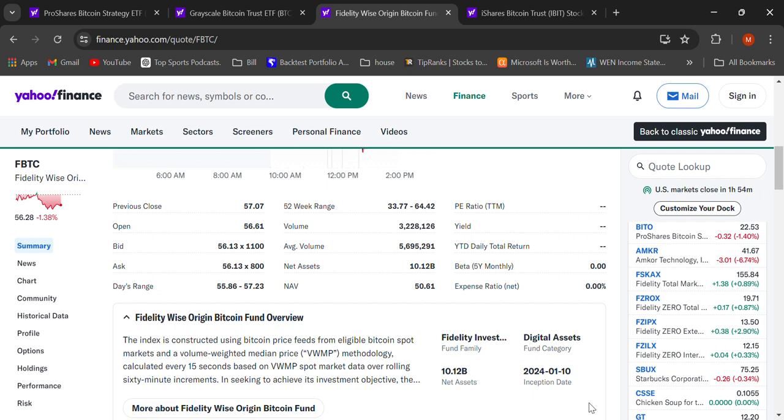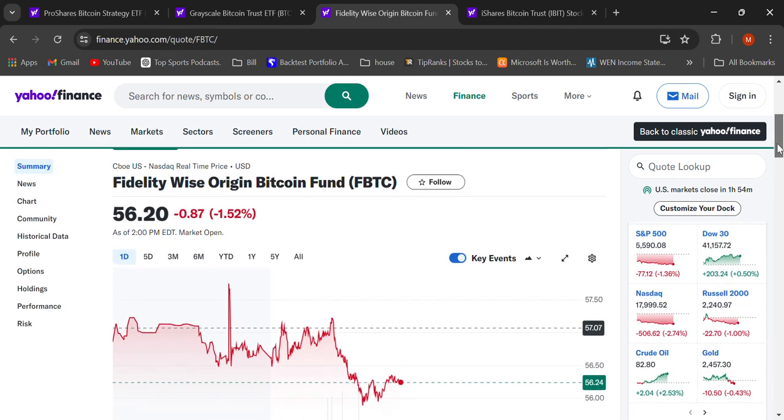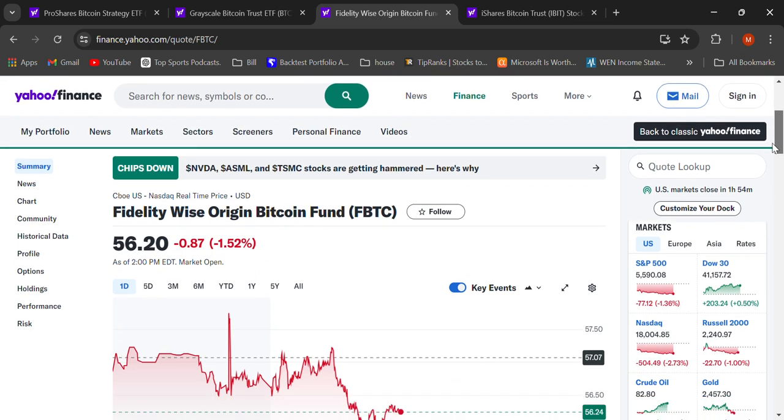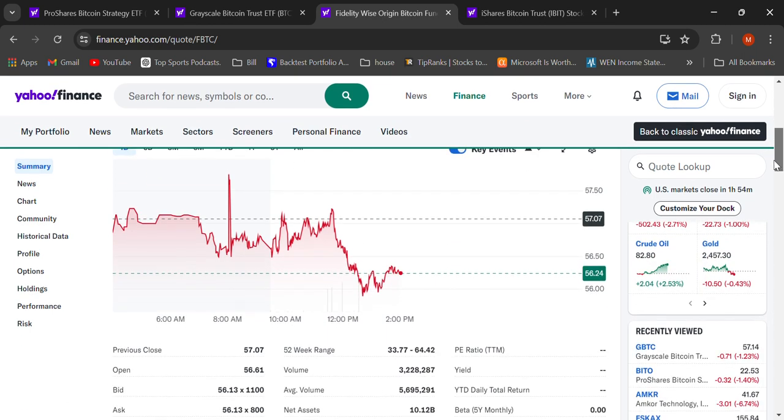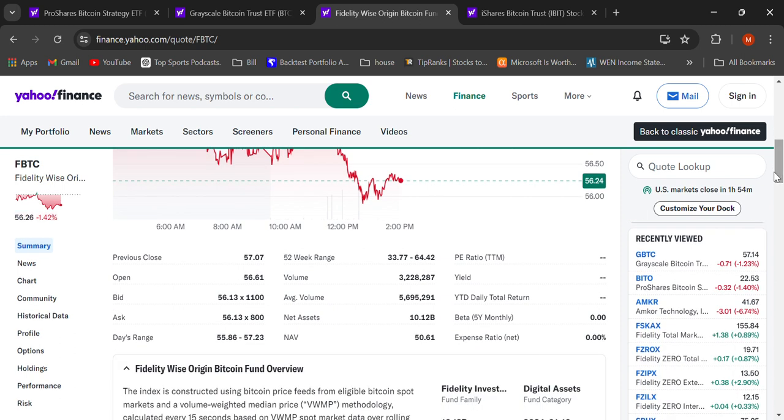That is a hugely trustworthy name, hugely popular in all of finance, so you know that what you're getting with this should be a pretty good fund. It's $56, so it's kind of on the more expensive side, but again, it's just like Grayscale. It hasn't been around as long as Grayscale, but it has definitely been around for a while.